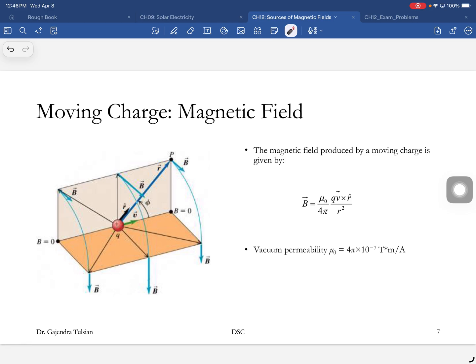This moving charge, where does it not produce a magnetic field? Along the axis. So it's not producing a magnetic field along all these points. You've got to remember that.